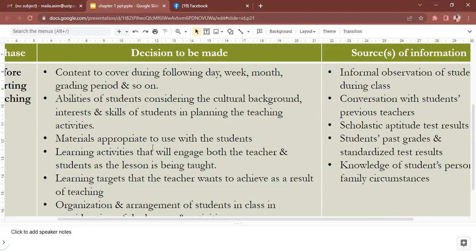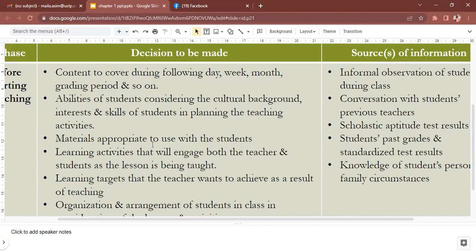Next is learning activities that will engage both the teacher and students as the lesson is being taught. So we have to be reminded that before we have our class, we should know first, or we should be able to identify what are the different learning activities that will engage both sa atoa ang mga students as the topic is being taught to them.